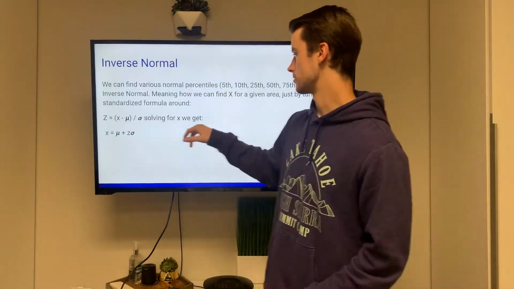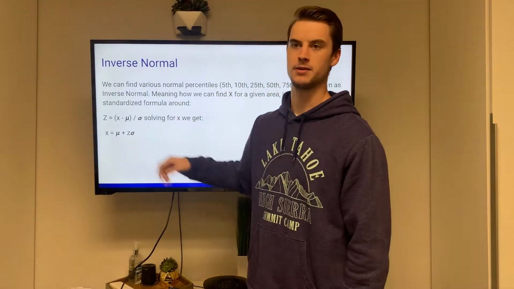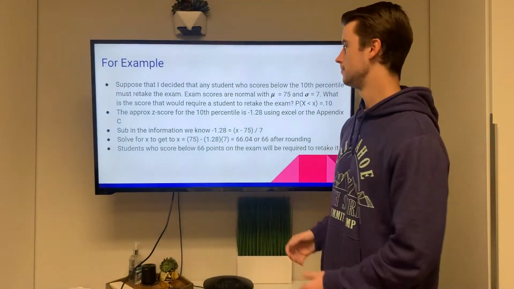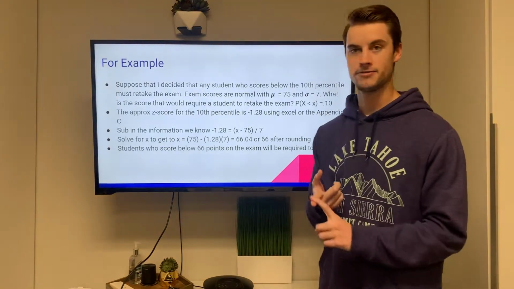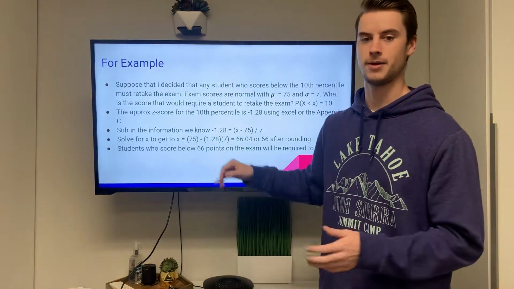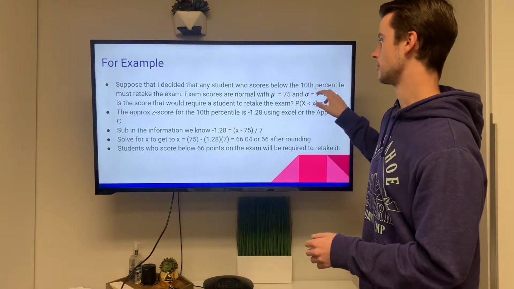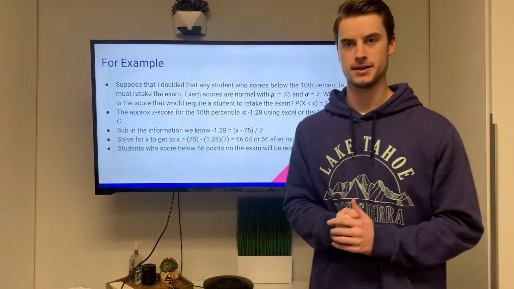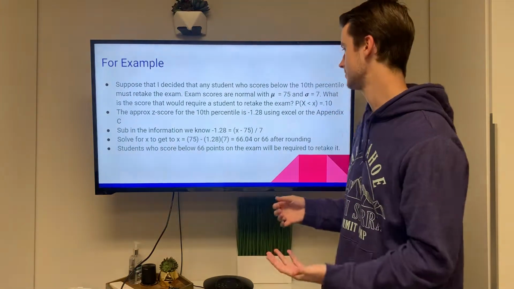In this case, we can move this around and get X equal to the mean plus the z-score times the standard deviation, right? That's how we can find the x value. So for example, for the same exact exam, the mean is 75, standard deviation is 7. Let's say I decided that for this exam, I wasn't happy with some of the scores, and I wanted to take any student that scored below the 10th percentile and make them retake the exam. I don't think I'll do that. This is just an example, okay?